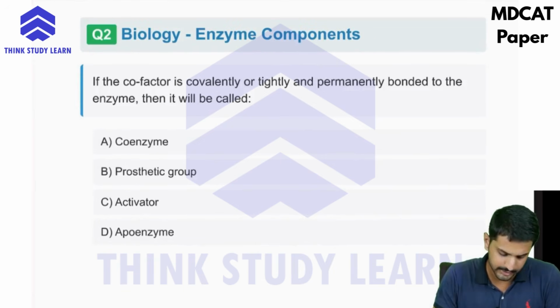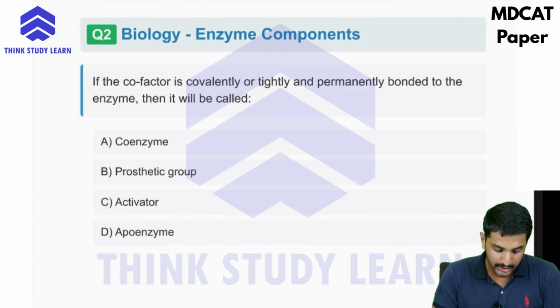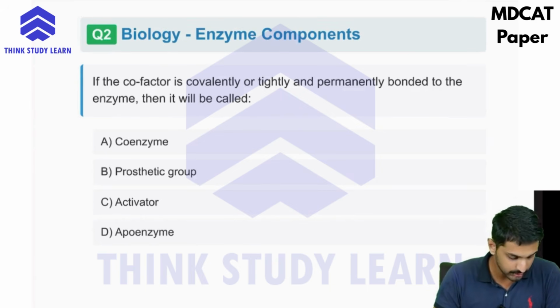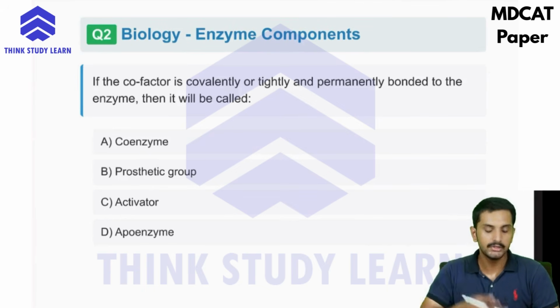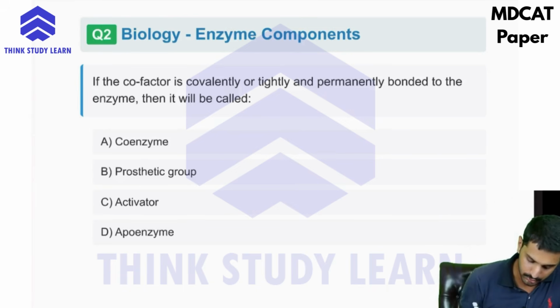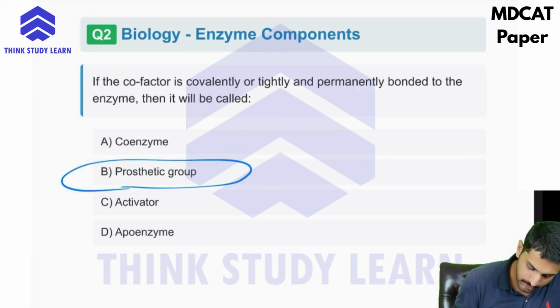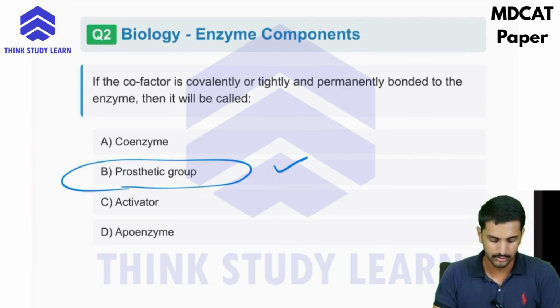It's a question about enzyme components. If the cofactor is covalently or tightly and permanently bonded to the enzyme, then it will be called. So basically, if you have an enzyme and you have a cofactor that is permanently or tightly bonded to it, it is called a prosthetic group. So here we have a prosthetic group. So B is the correct answer. Moving on to the next question.